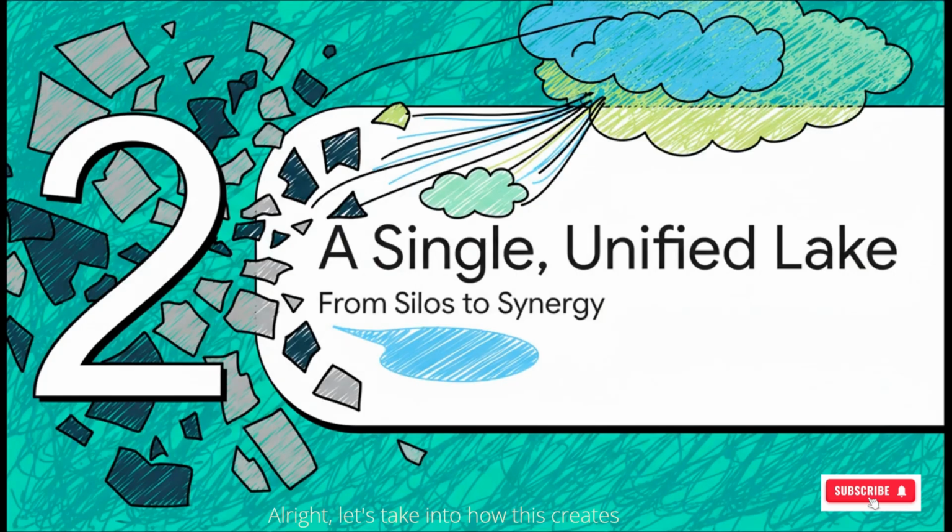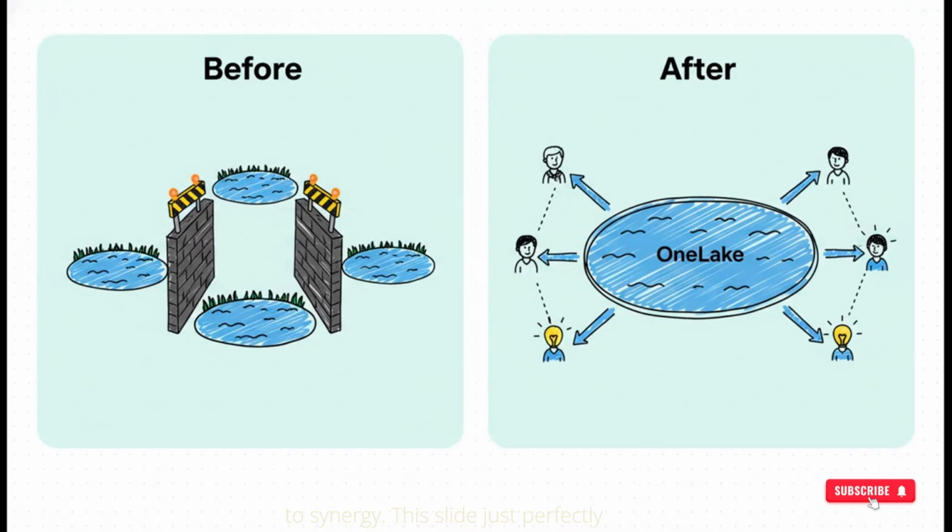All right, let's dig into how this creates a completely different way of thinking about data architecture. We're talking about a major shift, moving away from a world of data chaos and silos to one where everything just works together. From silos to synergy. This slide just perfectly captures the problem OneLake is built to solve. On one side, you've got the old way, which is probably painfully familiar. Marketing has its own data lake, sales has theirs, finance has another one. This just leads to a mess.